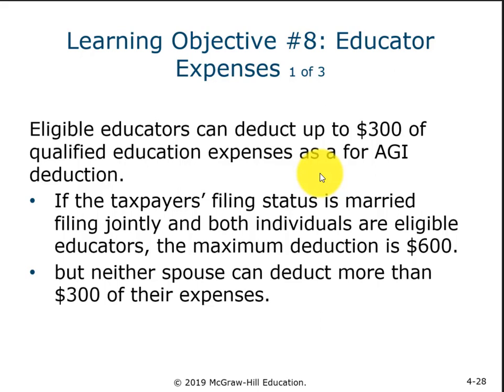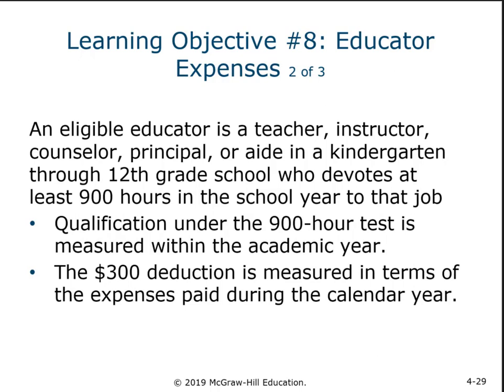That's not going to be hard to show, whether it was one spouse or the other, because most people have joint credit cards, all that kind of thing. So when they buy these things, it's going to pretty much be the same receipts either way. How do you qualify for this?